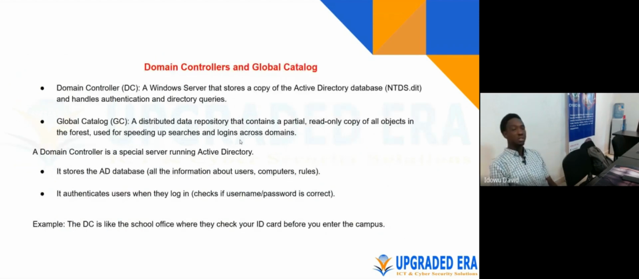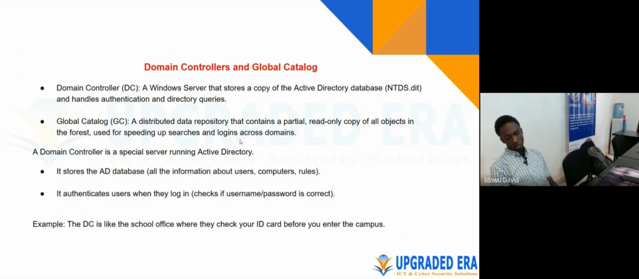Now, domain controllers and the global catalog. Now, a domain controller is a Windows server that stores a copy of the Active Directory's database, take, for instance, the ntds.dit, and handles authentication and directory queries. So a domain controller is the actual server that stores the Active Directory's database and handles both authentication, authorization, and everything that pertains to the Active Directory.